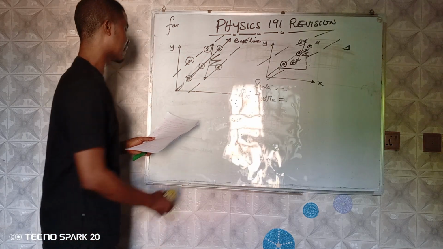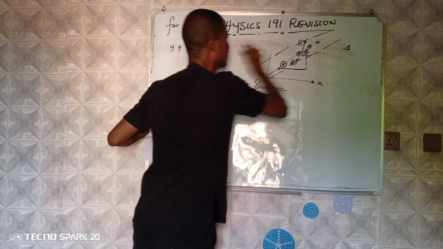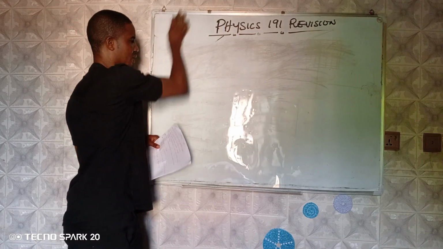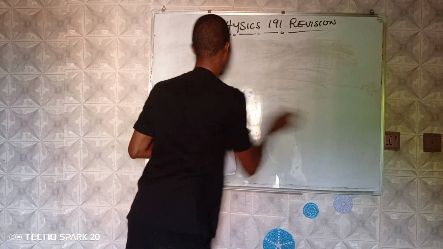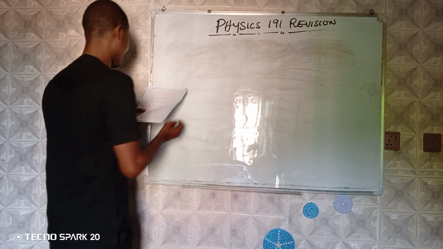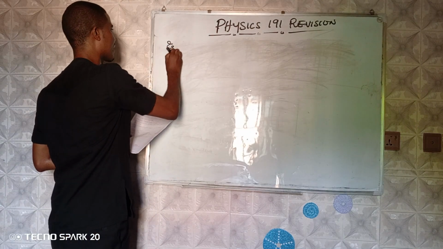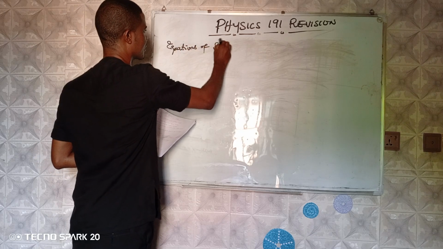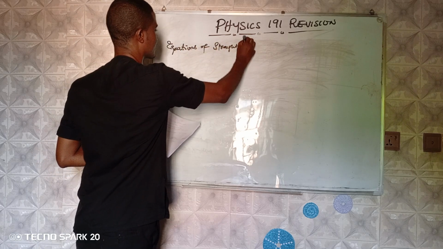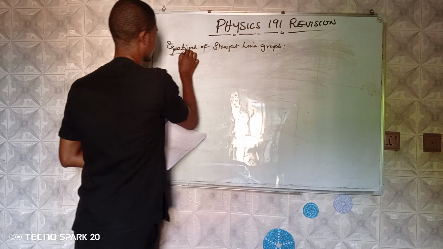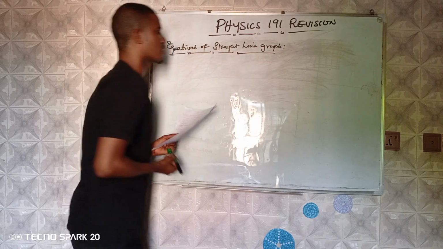We move to some other thing. So I believe you know that and you have been plotting graph from your manual. So by now you should have known how to plot graph. So we'll go to straight line graph. Equations of straight line graph.